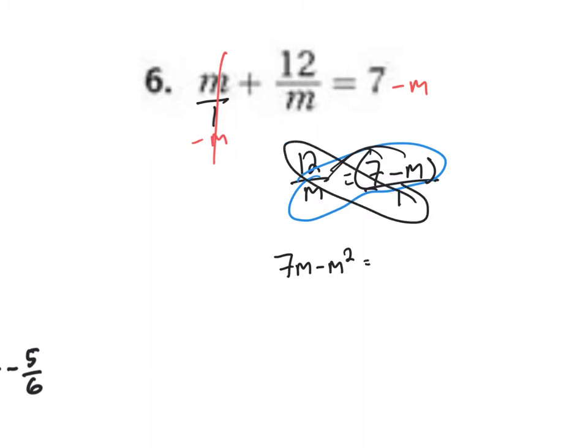Equals, cross multiply the other one, 12. Okay, anytime that you have a quadratic showing, let's get a 0 on one side. So I'm going to rearrange this. I'm going to take this and swap it over here, and take this and swap it over here. So negative m squared plus 7m. And while we're at it, let's subtract 12 from both sides. So there's also going to be a minus 12 equals 0.